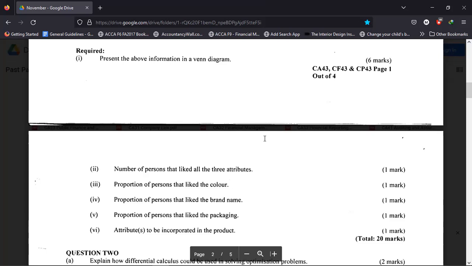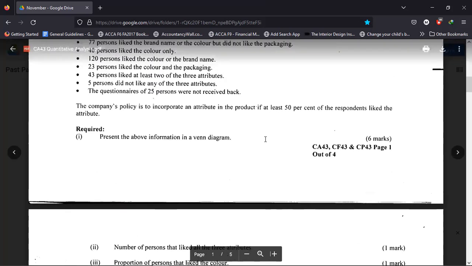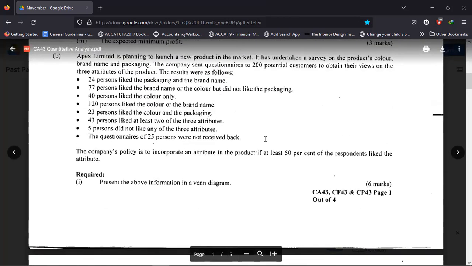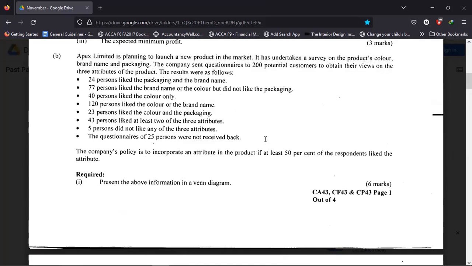Good. Now, when you look at this question, similarly, it is different from what I have already done. So in this case, I just want us to analyze the question. I can see under the note, the last bullet, the examiner is saying the questionnaires of 25 persons were not received back. So it means you are universal. You take the 200 questionnaires which were done, then you subtract 25 questionnaires which were not analyzed, so they are not inclusive in our data.